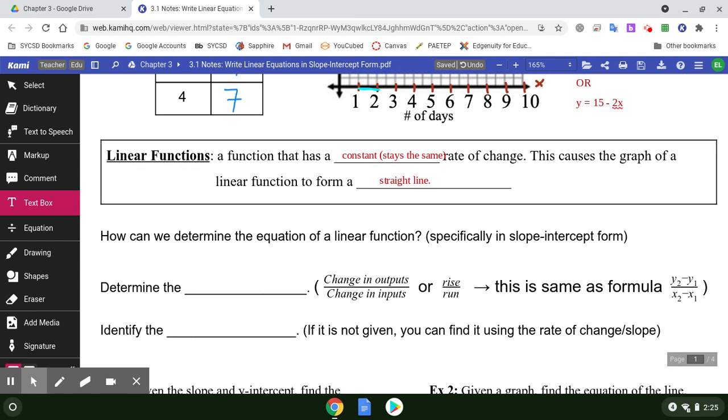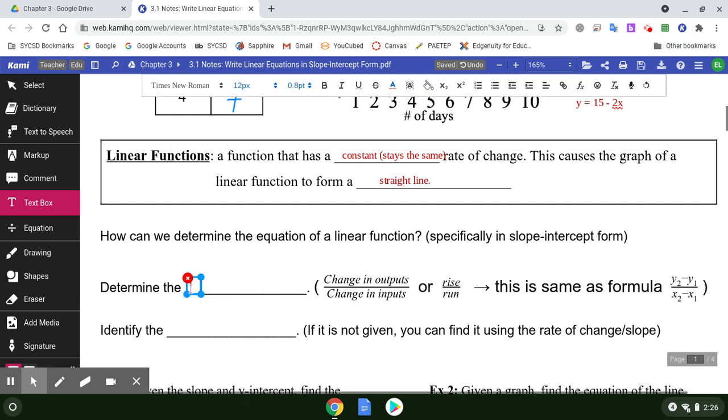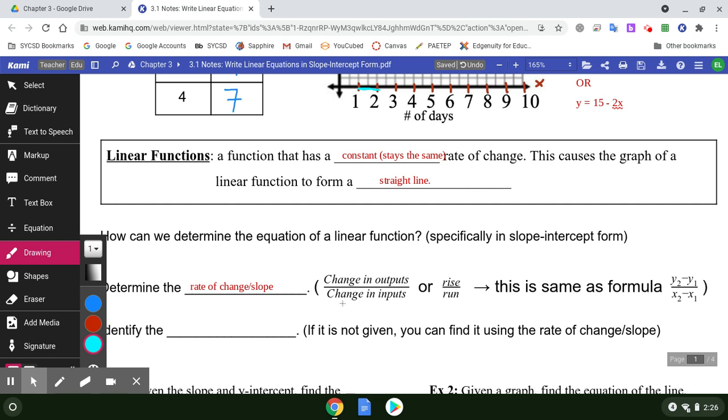So we've talked about this a little bit before, but how can we determine the equation of a linear function, specifically in slope-intercept form? Well, we've said that every line is defined by its slope and its y-intercept. So those are the two things that we most likely need to find. So I'm going to say determine the rate of change or I can use slope. Remember, those mean the same thing. And these three are just different ways of thinking about that.